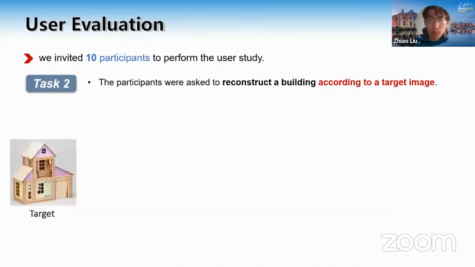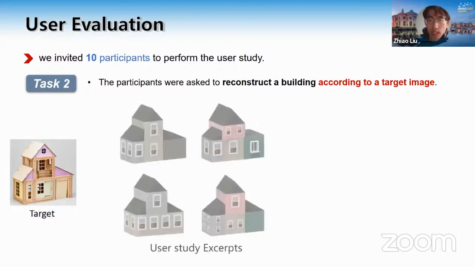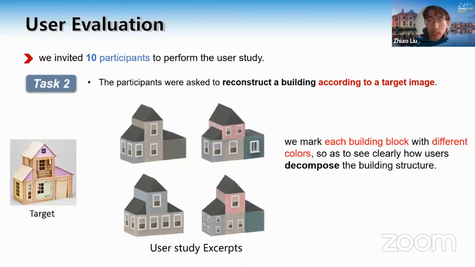And in the second experiment, we asked the user to reconstruct a very simple building according to a given image. As a result, we can see that all participants successfully created buildings similar to the target shapes visually. And here we mark each building block with different colors so as to see clearly how the users decompose the building structure. And we can see that the people usually take different ways to observe the target building, which also demonstrates the flexibility of our system.